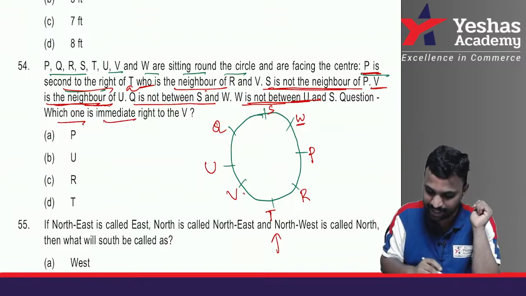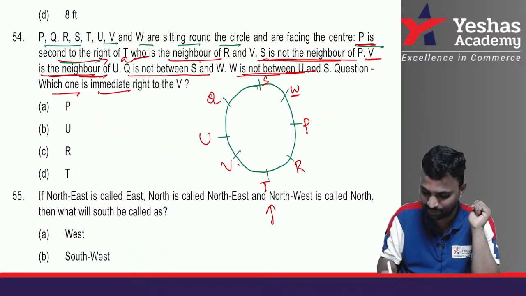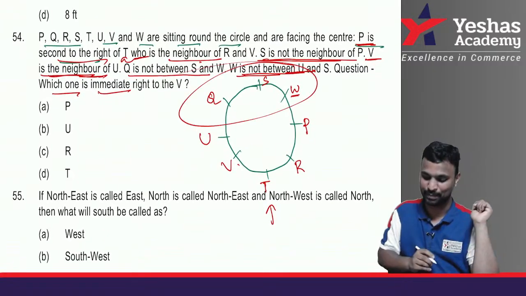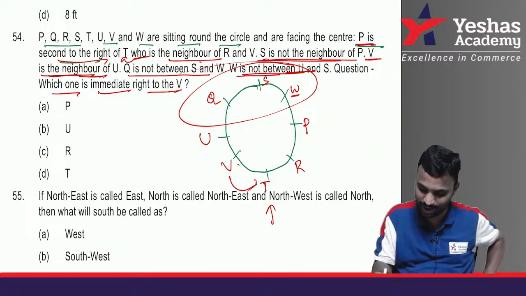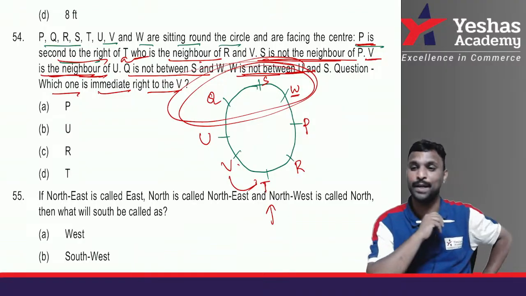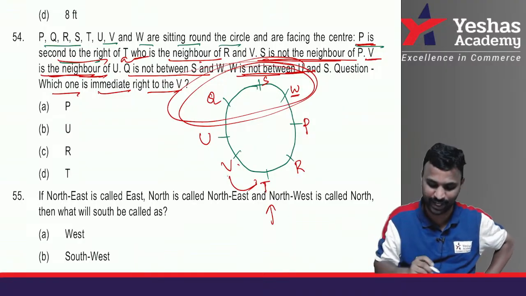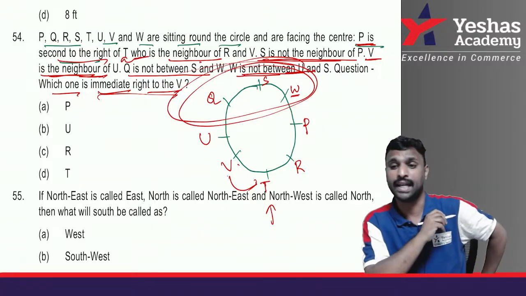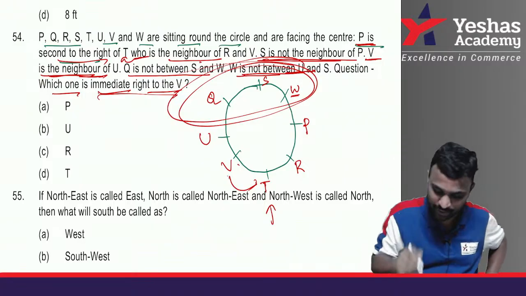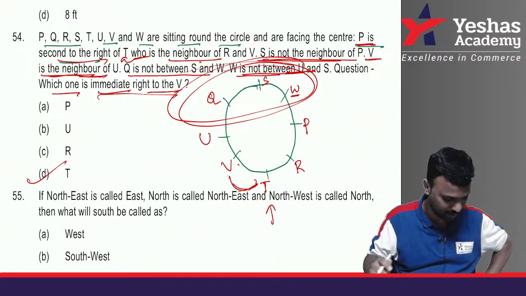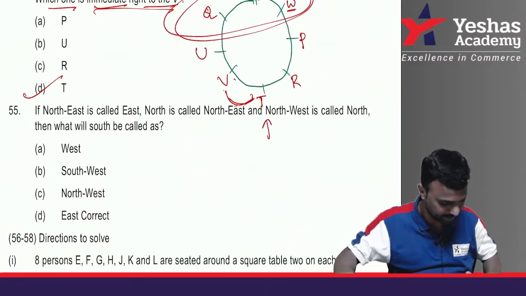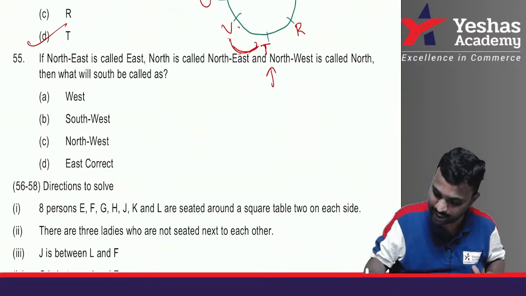Which one is immediate right of V? Guys, we need not actually mark these people. Immediate right of V, they are asking. Immediate right of V is T. We are done. So we are not concerned with the Q, S and W position. Once we got the position of V and T, that's more than sufficient to get the answer for whatever they have asked. Immediate right of V is T. Therefore, option D is the right answer. Is this clear, everybody? Right. Moving on to the next question.